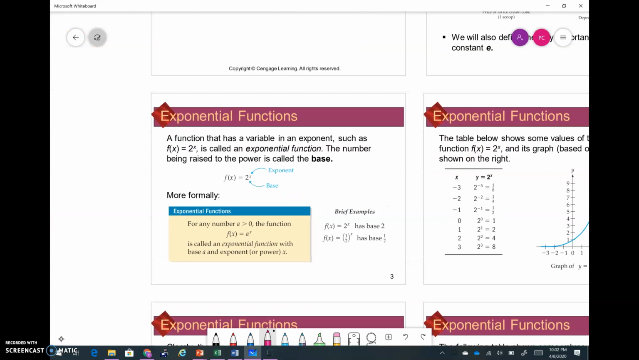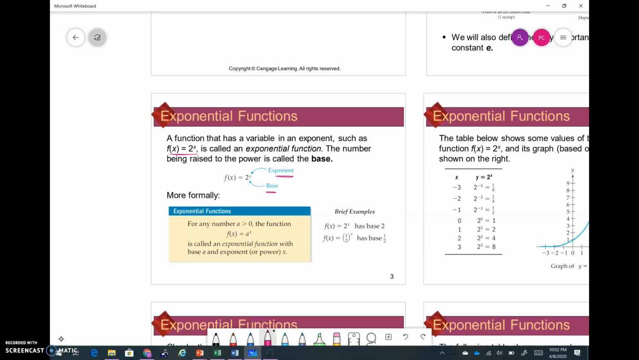So first off, an exponential function is a function that has a variable in the exponent, such as f of x equals 2 to the x. The bottom, that 2, is called your base, and the x is called the exponent. This works for any number, and we're going to focus on positive numbers because that's the only way it works for an exponential function.